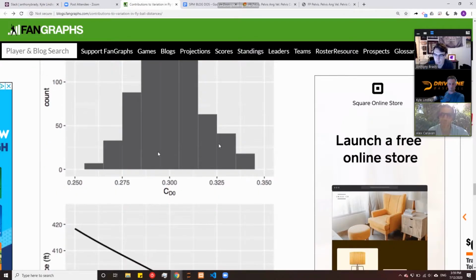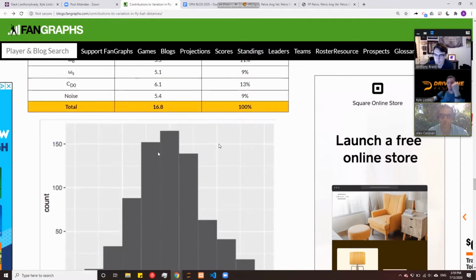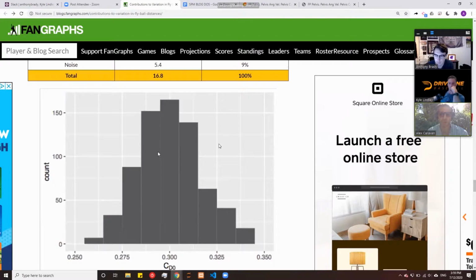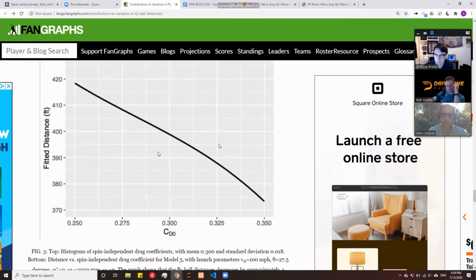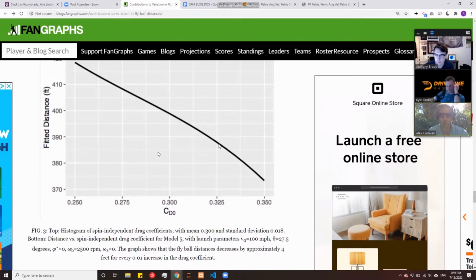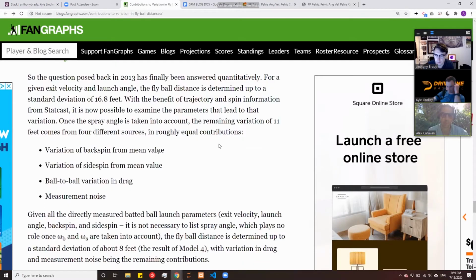And I think here he has some graphs of the new metric he essentially defined, the spin independent drag coefficient, and it's a positive visual because it tells us the derived metric has its own normal distribution. It has, I think, a standard deviation of 0.018, mean of 0.3. So that tells us it's an actual stable metric, despite being essentially defined by removing the effect of spin.